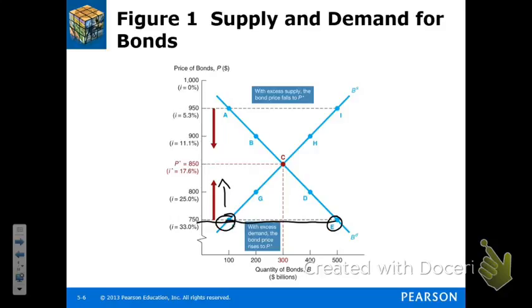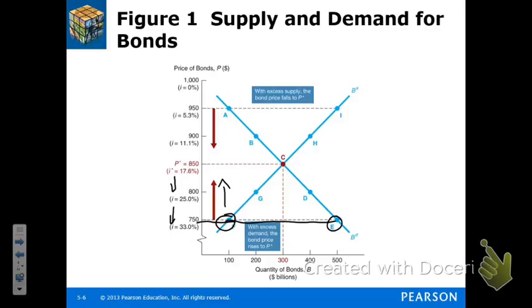So price creeps up from 750 to 800 to 850. Notice what is happening to interest rate. Interest rate is going down. Do we all see that? One should be aware that there is this dual movement that we will always observe in our market. Anytime price rises to adjust to the market equilibrium, interest rate goes down, from 33 to 25 to 17.